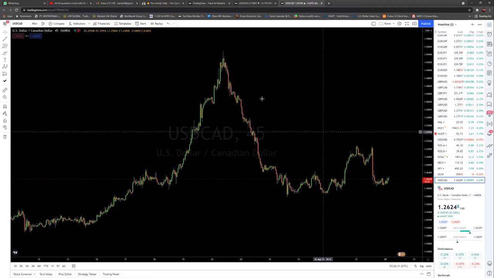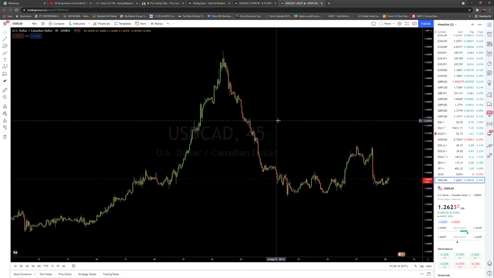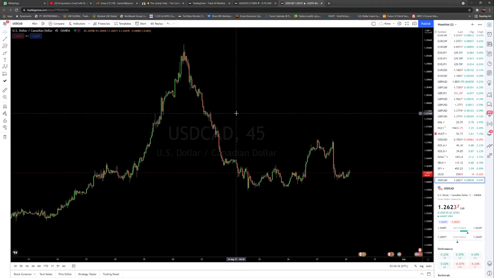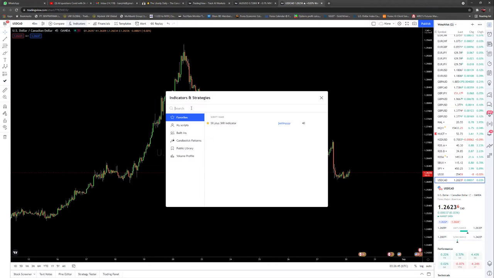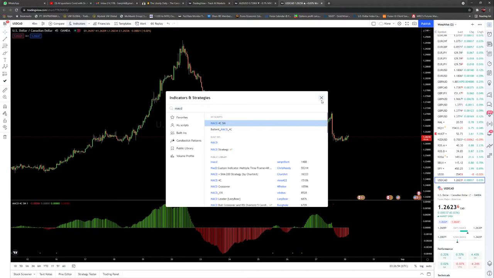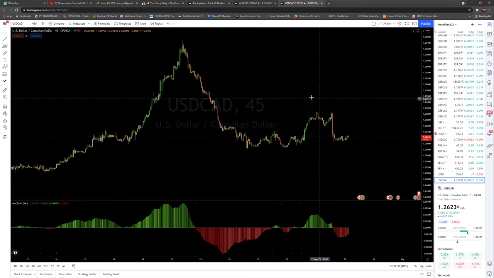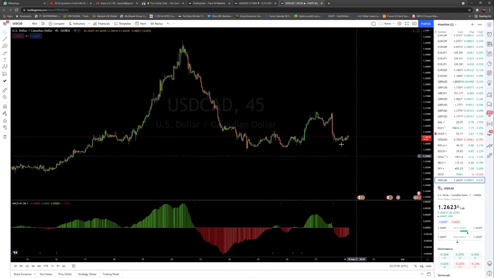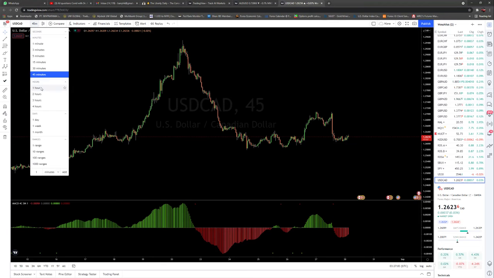So how do we draw waves, or how do we have a method to draw waves consistently so that people don't argue, okay, this is one wave, that is one wave? Where I'm learning from, we use MACD. On TradingView, you type MACD and use this MACD 4C SM indicator. The SM is for a reason, I'll show you why. It's very handy.